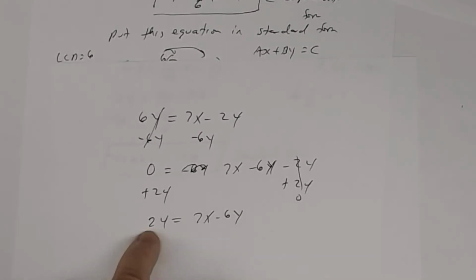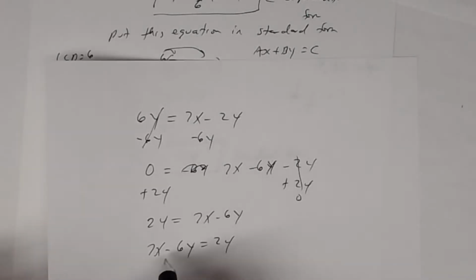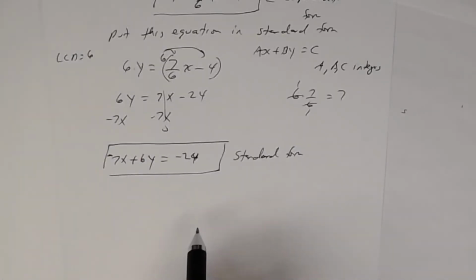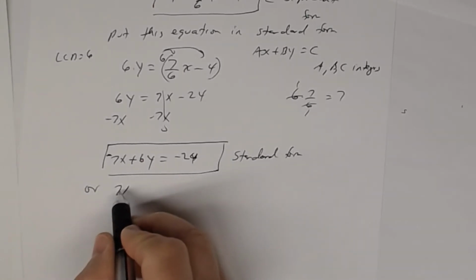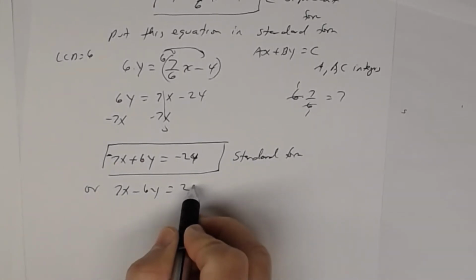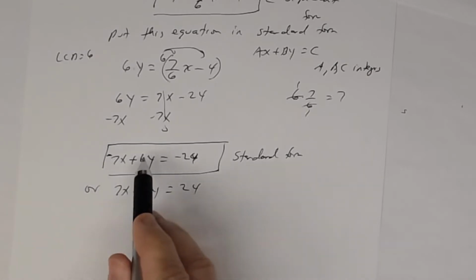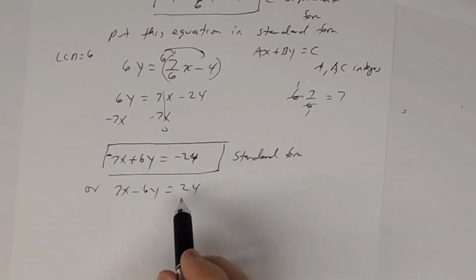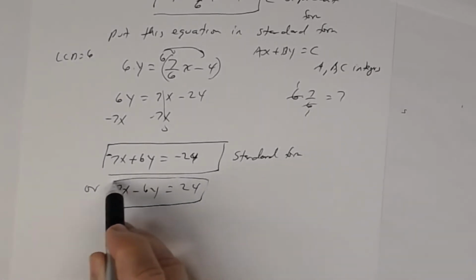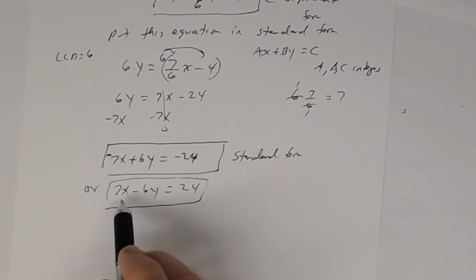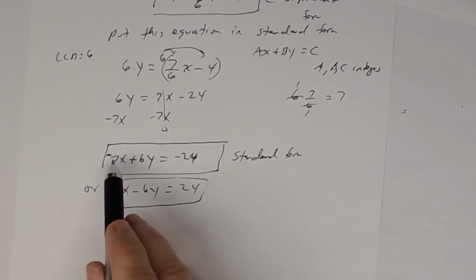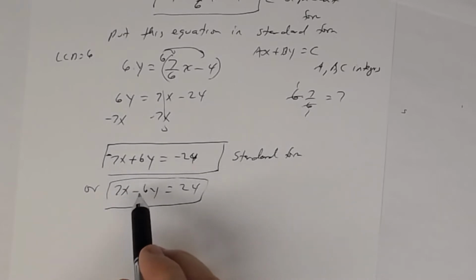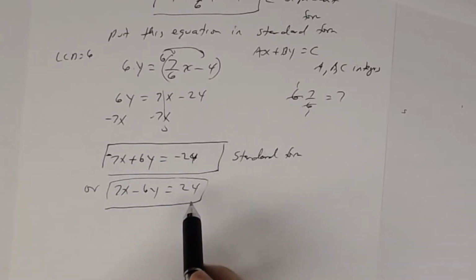So left side equals right side means the same thing as saying right side equals left side. So I can write this as 7x minus 6y equals 24. So that's another way of writing this in standard form. So you could have said 7x minus 6y equals 24. So I want you to notice the signs are different on every term. They're opposites, right? I shouldn't say the terms are opposites, but the signs are different. Let me put it this way. The signs are different. Negative, positive, positive, negative, negative 24, positive 24.